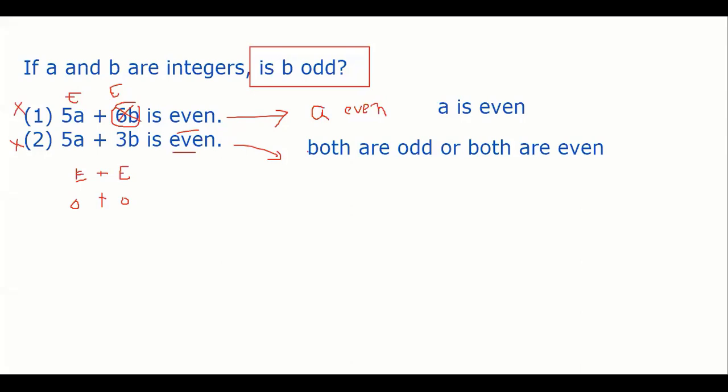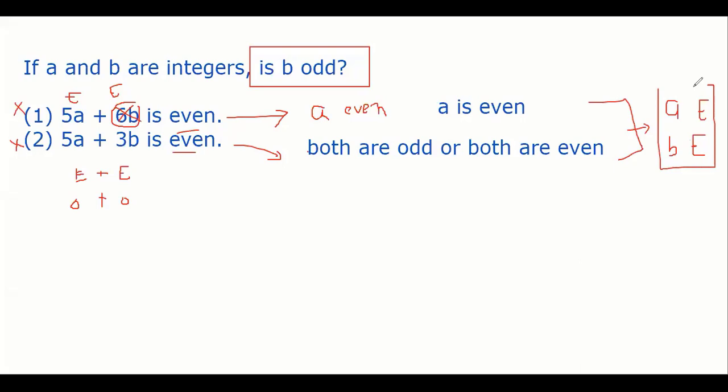Sir, from the first equation, we know that A is even. From the second, we know that both are odd or both are even. It means both are even when we combine, sir, it should be either odd or even. No, but when you combine, what did we get? When we combine, we got A is even, both are even, and B is also even. From 1 and 2 together, we know that A is even, B is even or not. Yes.